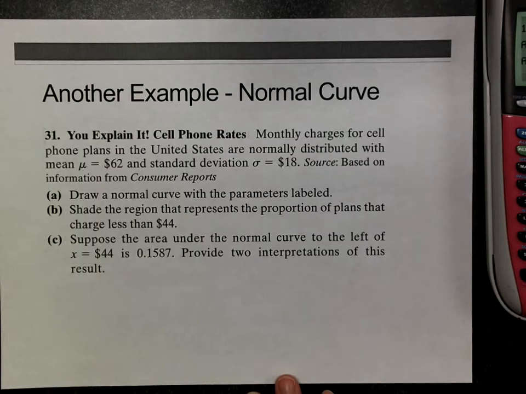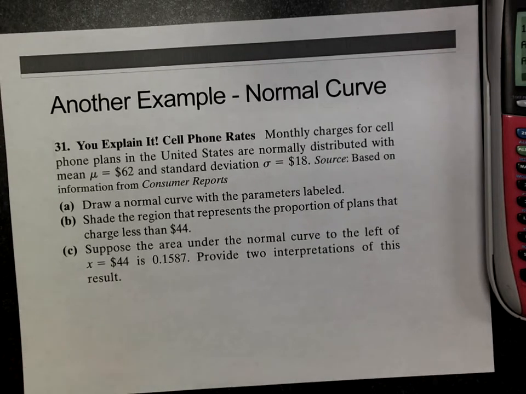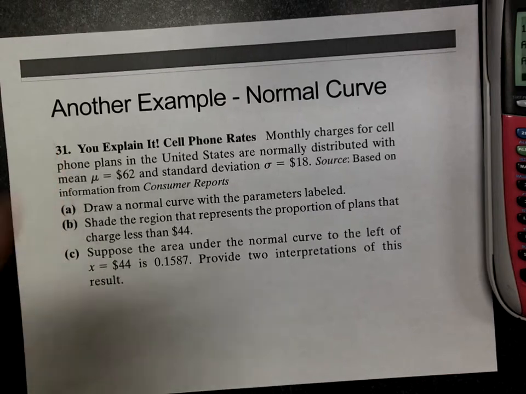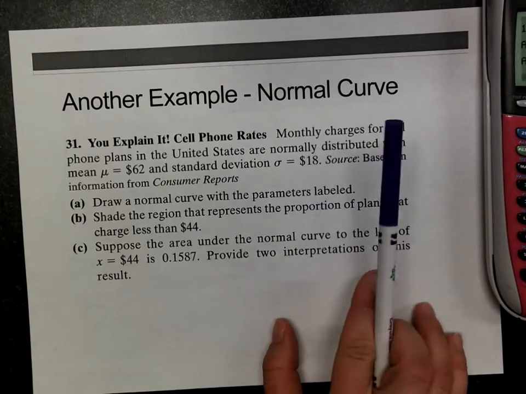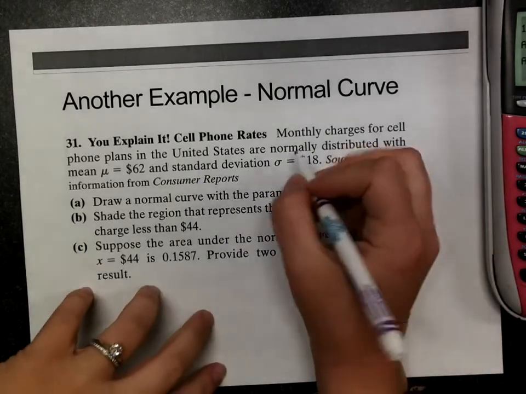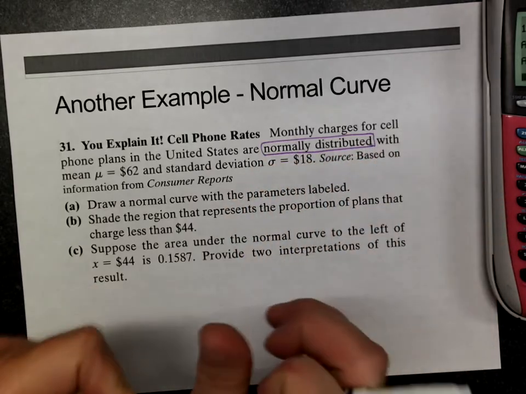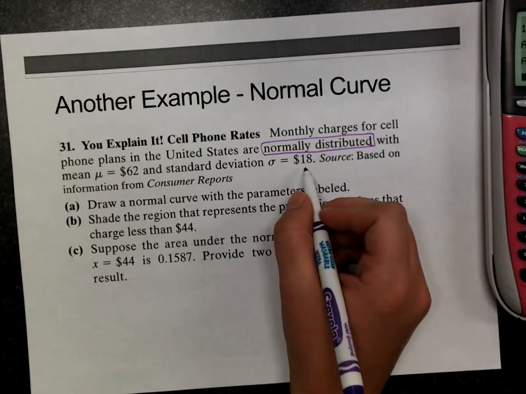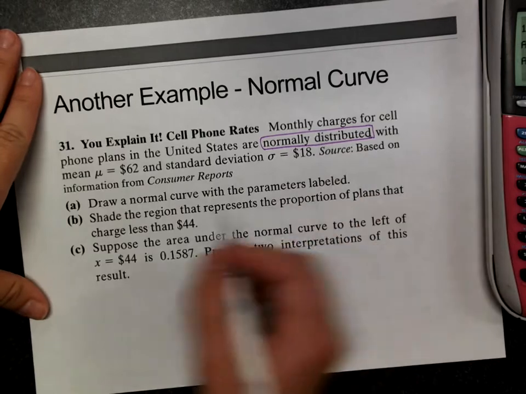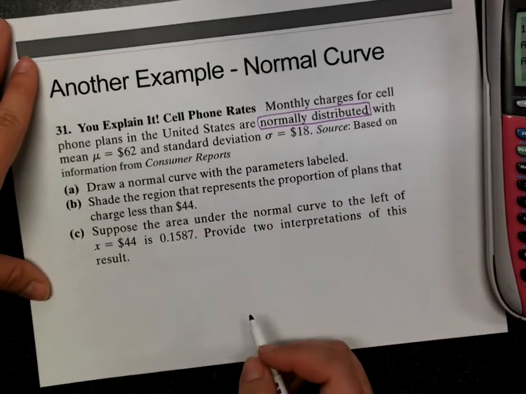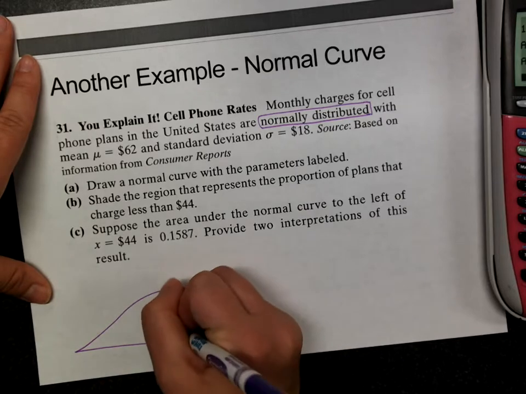Alright, one last example here, and then we'll move on to the next section and actually figure out how they got 0.2903. So here's another example out of your book. This is number 31 from your textbook. It says monthly charges for cell phone plans in the United States are normally distributed. So those are the keywords we're looking for, normally distributed, with a mean of $62 and a standard deviation of $18. So it'll always give you your mean and your standard deviation. As soon as you see the words normally distributed, we're going to draw our curve and label what we're talking about. Always give yourself plenty of space here. You have plenty of scratch paper you can use.